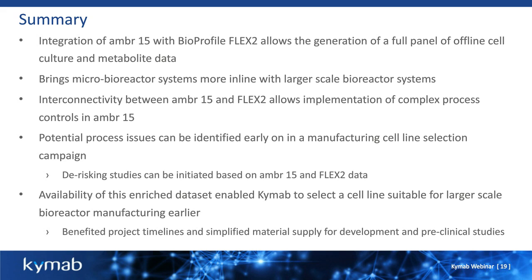Also, the seamless interconnectivity between the ambr15 and FLEX2 should simplify the implementation of complex process controls in the ambr. Now, due to the availability of all this data, potential process issues can be identified quite early on in a manufacturing cell line selection campaign. And de-risking studies can then be initiated based on the ambr15 and FLEX2 data.